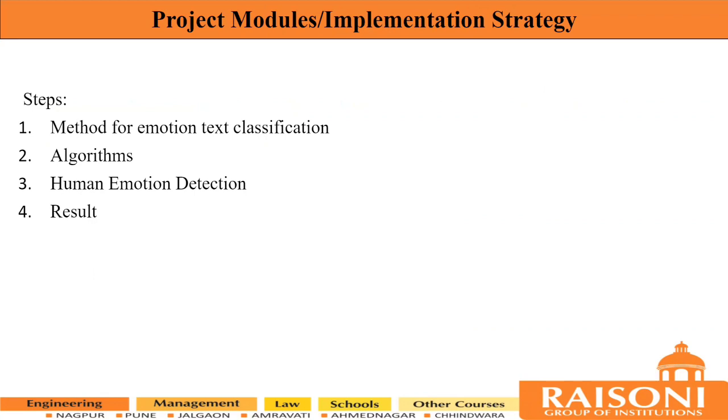Project model and implementation. We have implemented this project in various models. So we have used steps for the emotion text classification method. Then we have used the algorithms, and then human emotion detection, where we check whether the emotion detected by the system is accurate or not. And finally, we get the result.